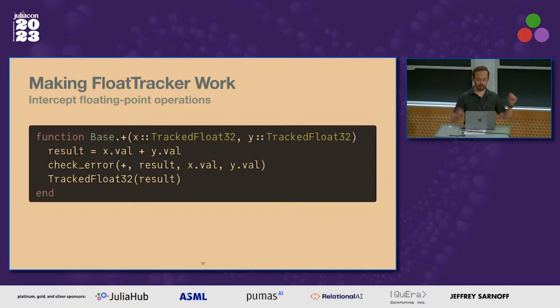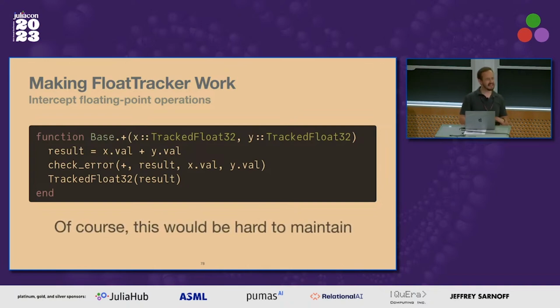With these types in hand, we overloaded all the operators, and here's an example of how we overloaded addition for the tracked float 32 type. We just unwrap both of the tracked floats, add them, check to see if there was anything interesting that happened, and log if something interesting did happen, and then return the result wrapped in a new tracked float 32. So we're making heavy use of the magic of Julia's type dispatch to make this work. Of course, this would be pretty hard to maintain if we did this by hand, right? There are 3 different tracked float types, and there are dozens and dozens of operators in base, and who would want to do that?